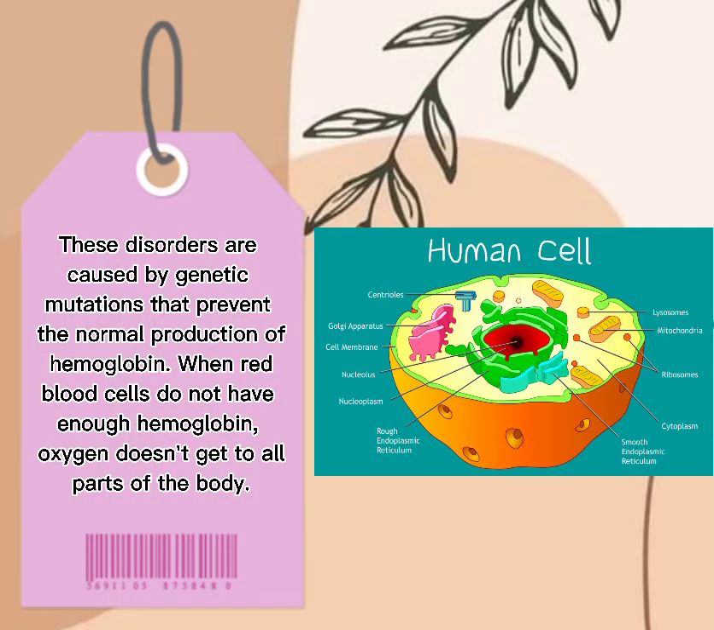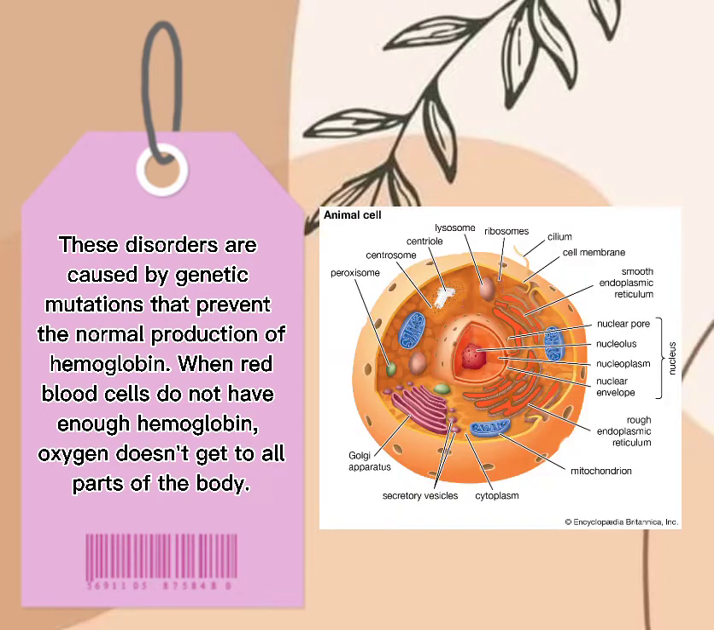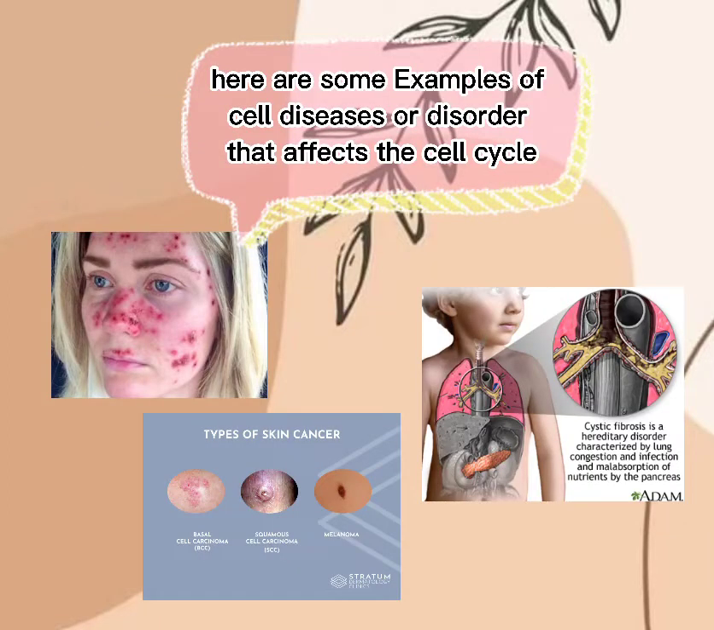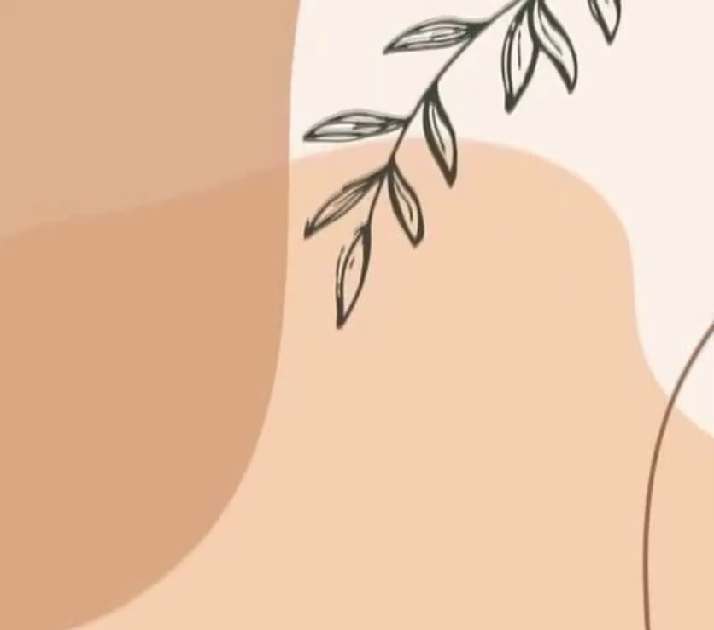These disorders are caused by genetic mutations that prevent the normal production of hemoglobin. When red blood cells do not have enough hemoglobin, oxygen doesn't get to all parts of the body. That's why the organs do not function properly. Here are some examples of cell diseases or disorders that affect the cell cycle.